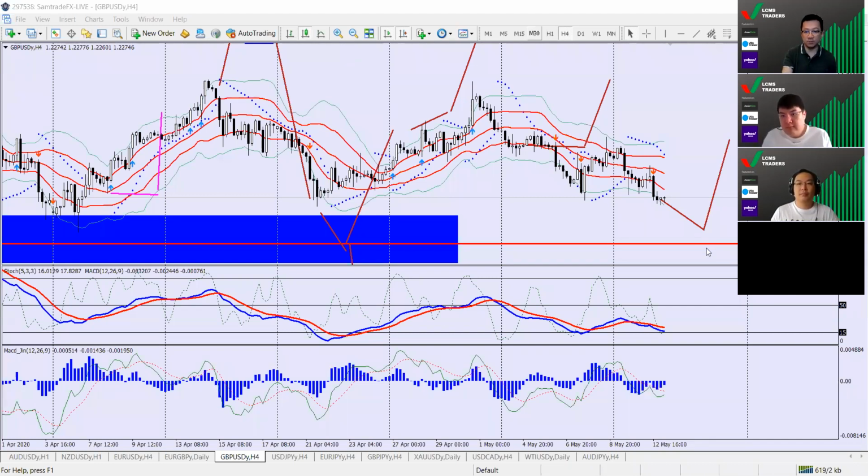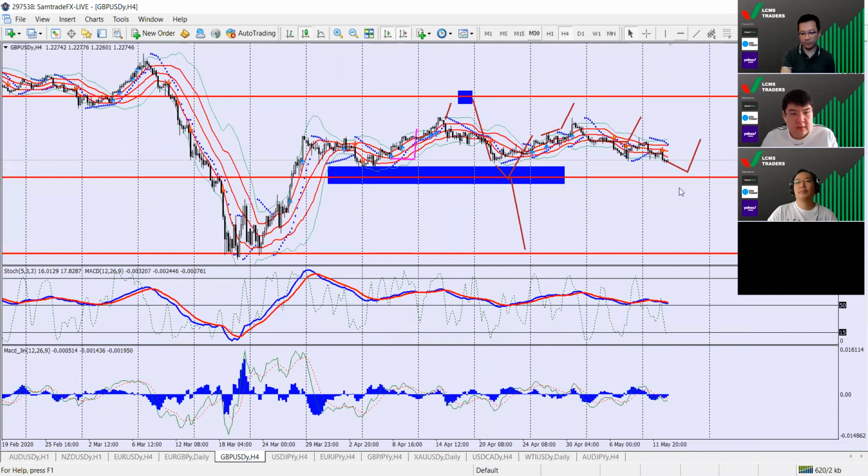If it breaks below this support level, then it's also a great opportunity there. If it does break below this level, we could see a big downside for the pound. So if it does break below this level, that would be a great trade.